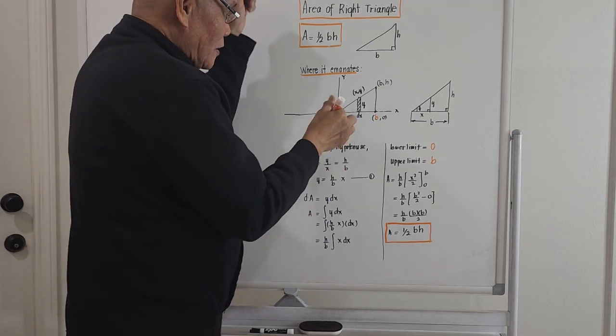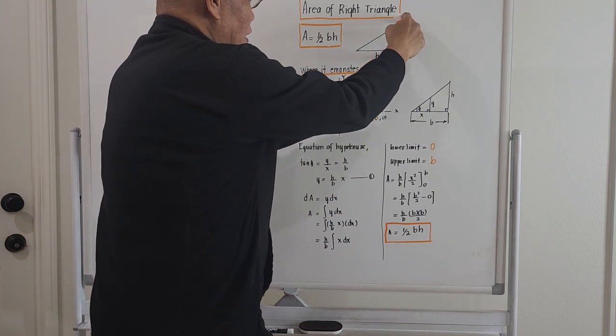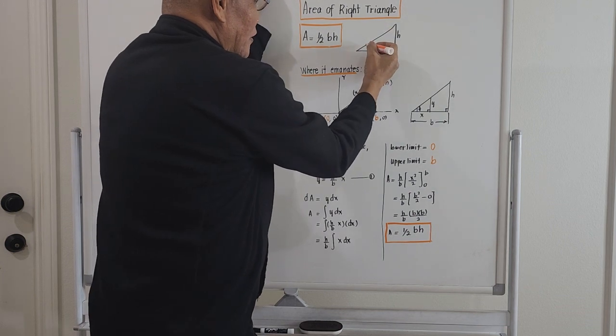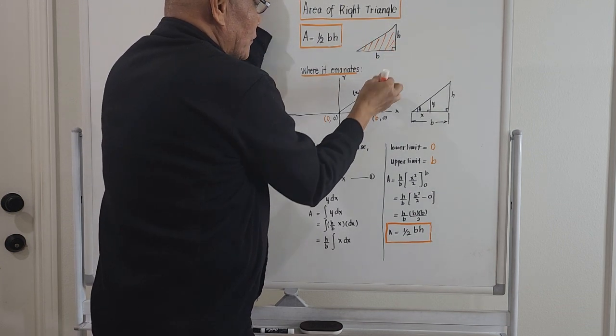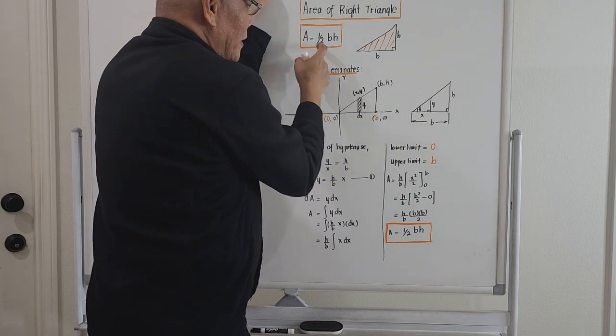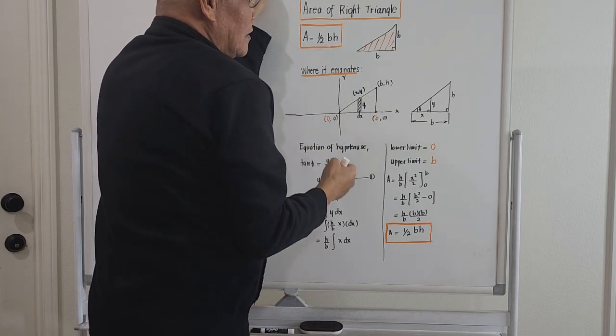For any right triangle, if this is the base and this is the height, to take the area of the right triangle, it should be 1/2 times base times height.